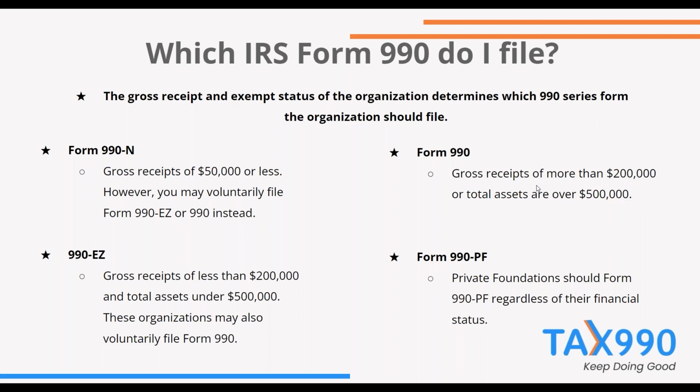If your organization is recognized as a private foundation with the IRS, which means your determination letter clearly states you are a private foundation, your organization is required to file a 990 PF regardless of any financial information. If you are a private foundation and choose to file the 990 EZ or N or 990 form, it will get rejected by the IRS and you'll have to start over. So make sure you're choosing the right form prior to getting started so you're not duplicating your efforts.